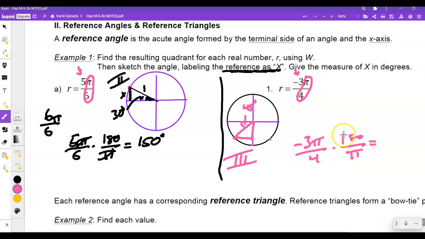Someone asked if they could do 360 over 2 pi, because there's 360 degrees and 2 pi radians. Yeah, technically that works as well. The standard is this, but however you want to go about it, that's totally fine. So that should come out to negative 135, I believe, degrees. So over 6 is 30-degree increments, over 4 is 45-degree increments, and over 3 would be the 60-degree increments, if you're counting. Okay.